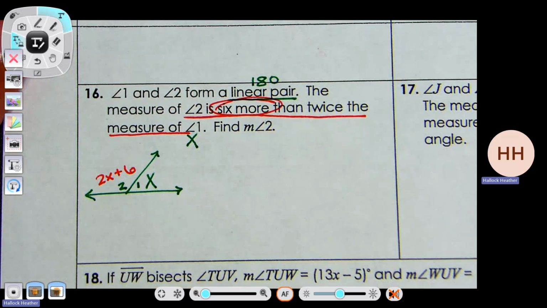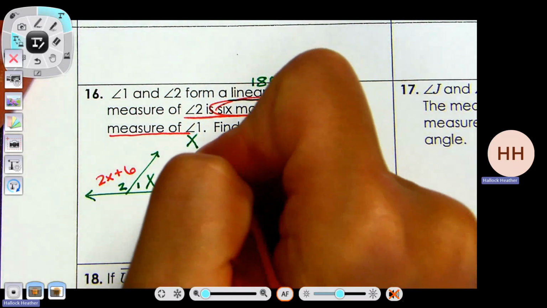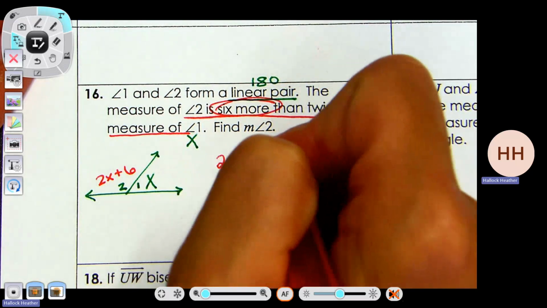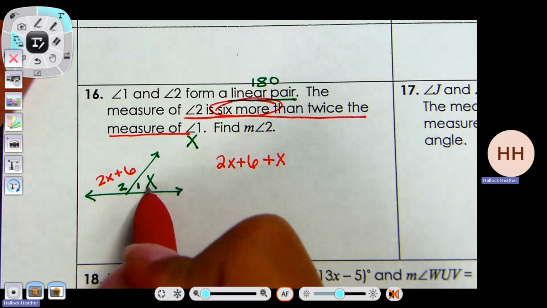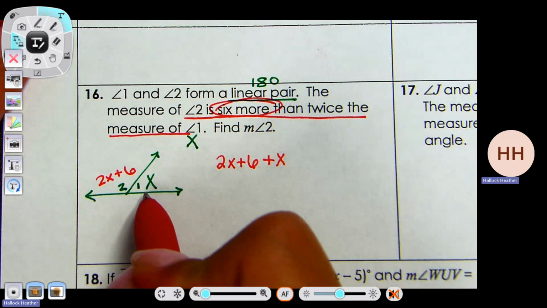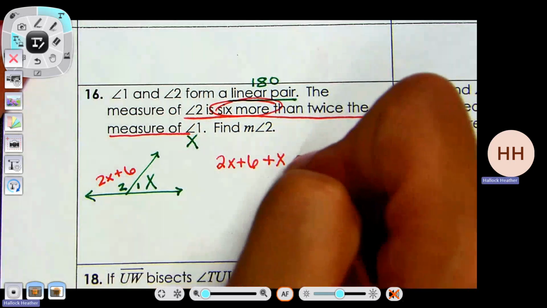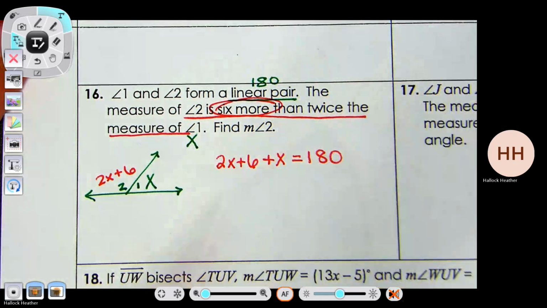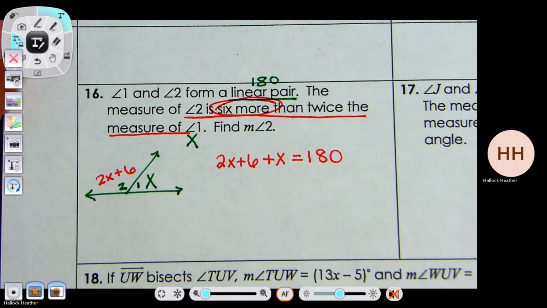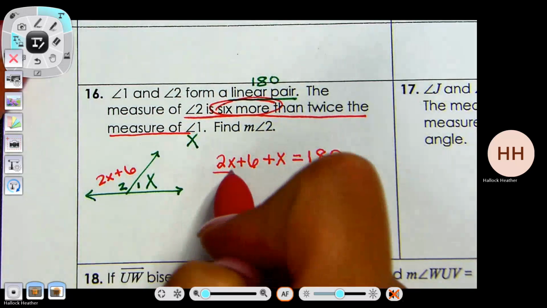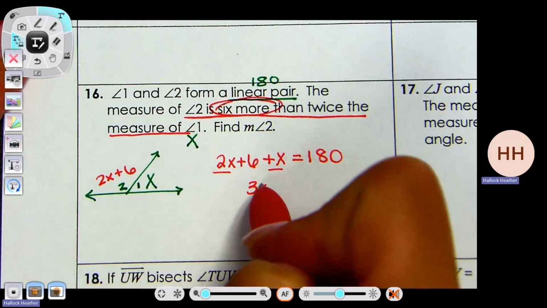Twice is multiplying. So I'm going to add them, and I'm going to equal it to how much? 180. So we're doing 2x plus 6 plus x, because don't forget about your other angle. That's what everybody does on the chapter 2 test. Everybody forgets to add this other x. Equals 180. But 2x and x makes 3x.